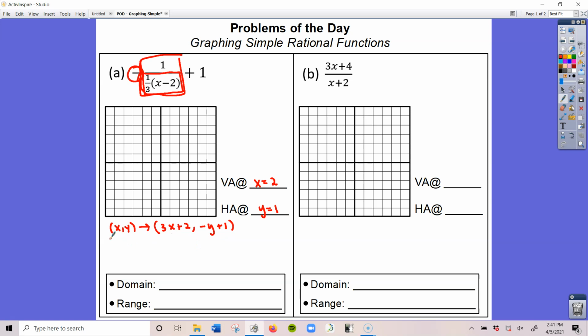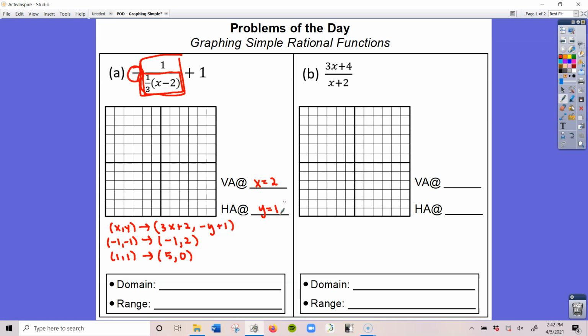Our reference points for the rational function are (-1, -1) and (1, 1). So we're going to plug those points into our rules to get our new coordinates. When we plug in -1, 3 times -1 is -3, plus 2 is -1. When we plug in -1 here, we get -(-1), which becomes +1, plus 1, so 2. Now when we plug in 1, 3 times 1 is 3, plus 2 is 5. Then -1 plus 1 is 0.